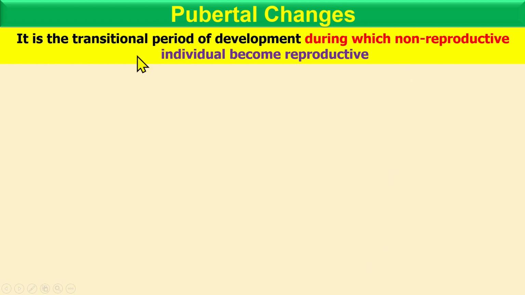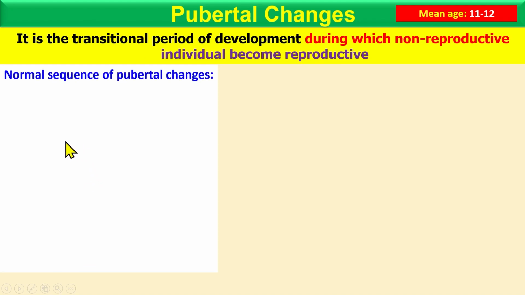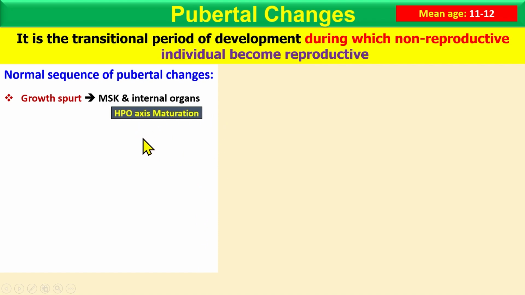Okay, what are the other changes during puberty? These usually occur at 11 to 12 years, which is the mean age for the other changes. Okay, so let's see the sequence. The sequence starts from the growth part, where muscle growth is occurring and skeletal growth is occurring and internal organ growth is occurring. Okay, and the HPO axis maturation also happens during this phase.